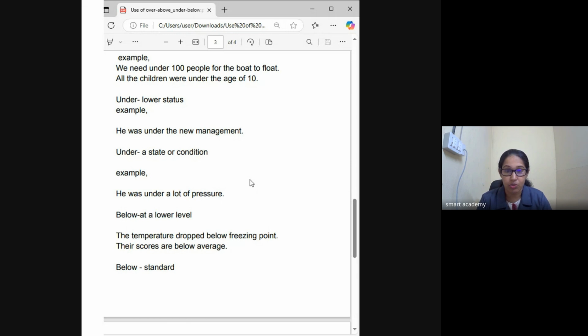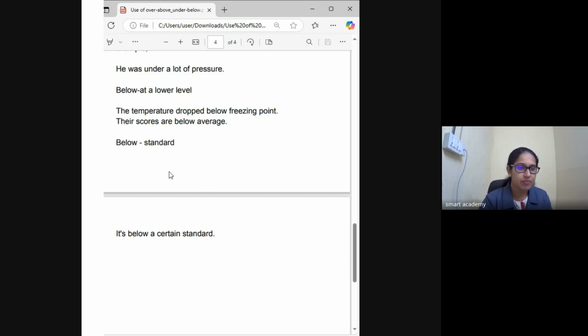He is not up to the standard. To show that, we use below. It's not up to the standard, that is what it means. It's below a certain standard. We use below to show it's below a certain standard. Okay, it's not up to the standard.